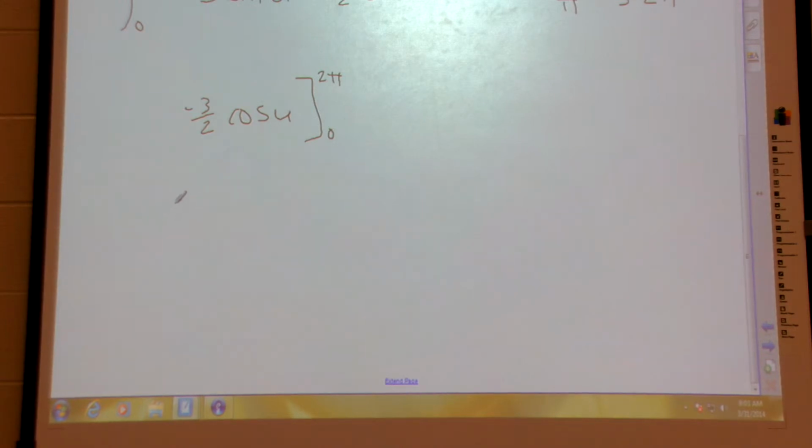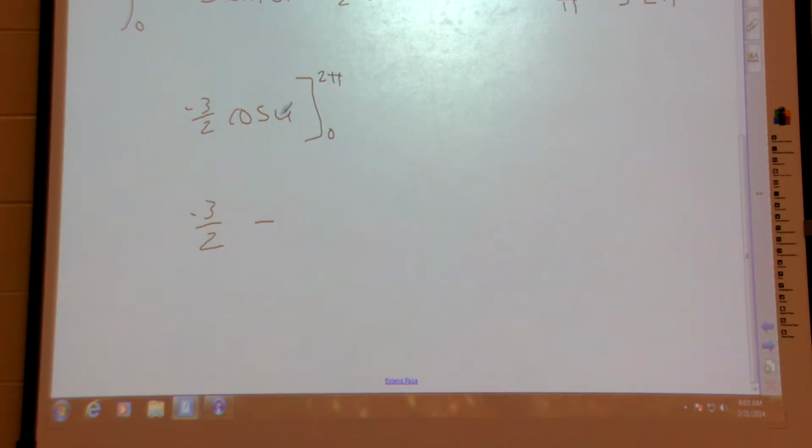Plug in 2 pi. What is cosine of 2 pi? 1. So I times it by that, I get negative 3/2. What's cosine of 0? 1. So I minus negative 3/2. It's really plus 3/2, which is 0. 0 what? Meters. Yeah, it is the displacement.